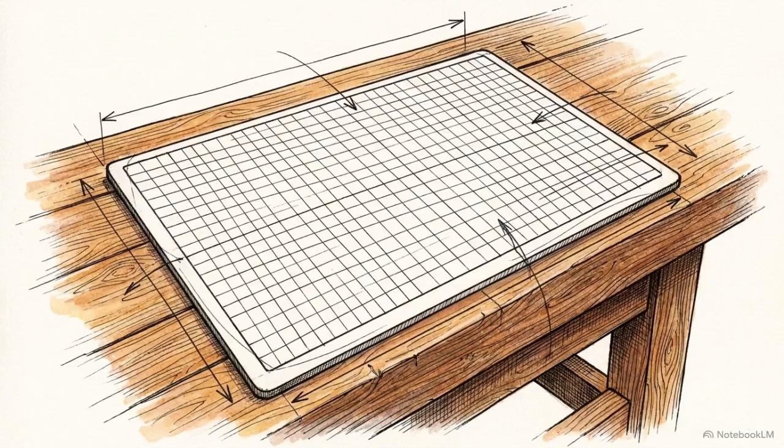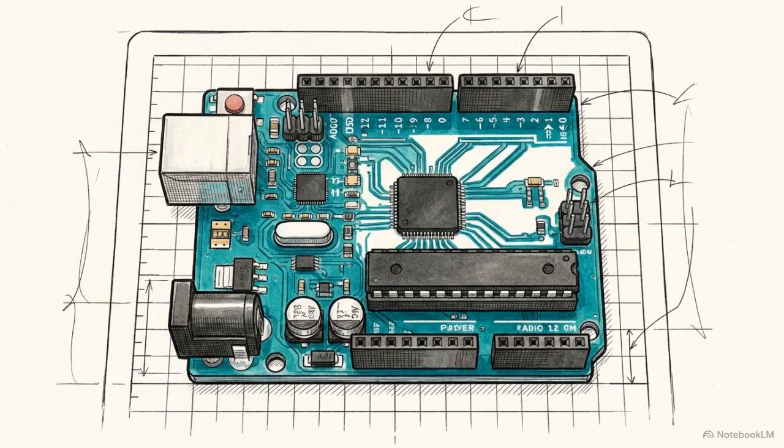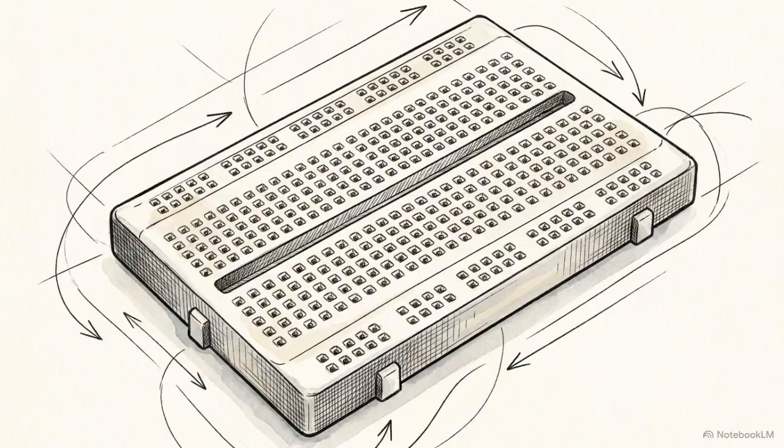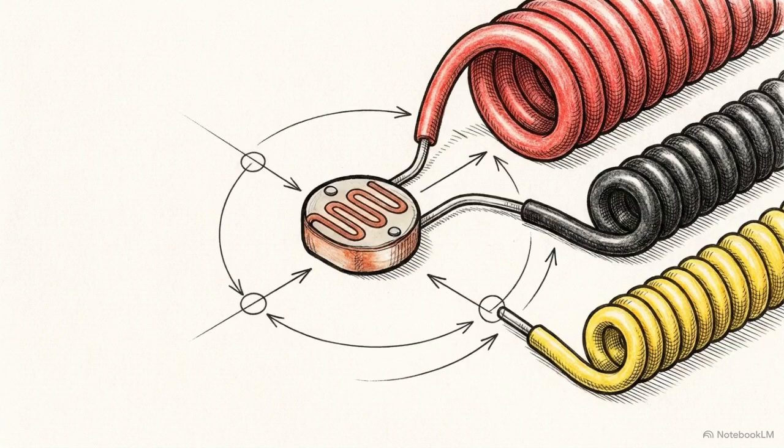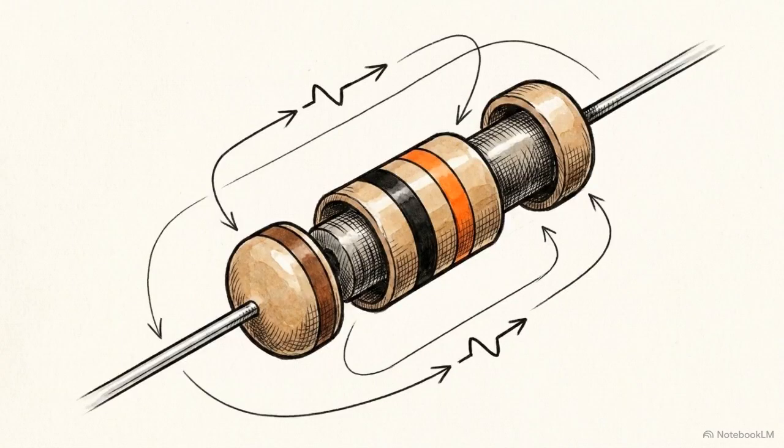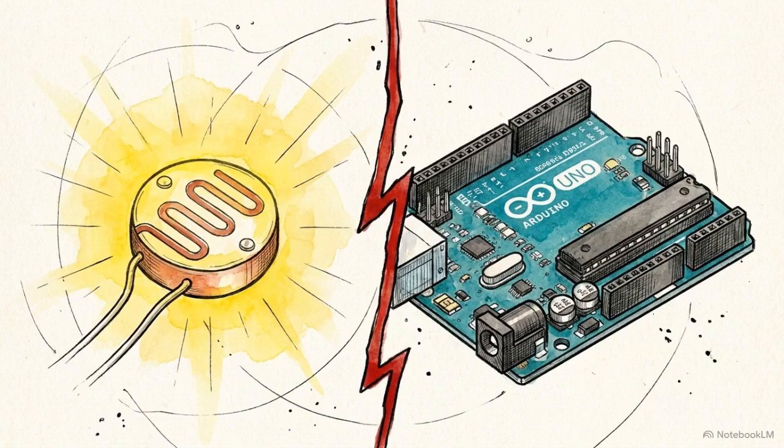To build one of these eyes yourself, you only need a few pieces: an Arduino board, a prototyping breadboard, an LDR, and a few wires. You'll also need one standard 10K resistor, a component that provides a fixed amount of electrical pushback to help balance the circuit. We face a communication problem here.